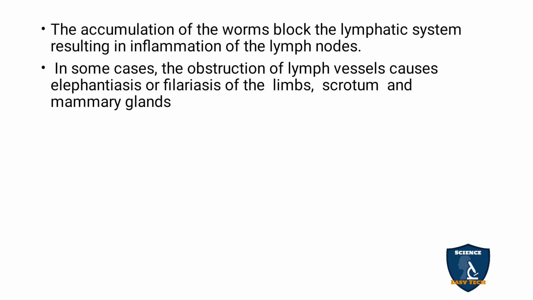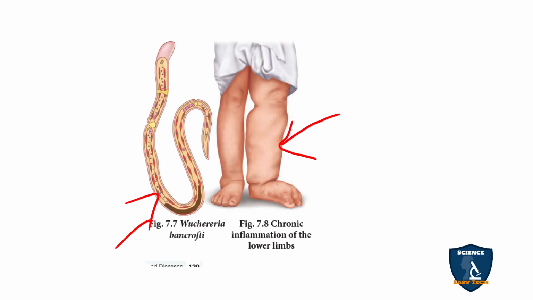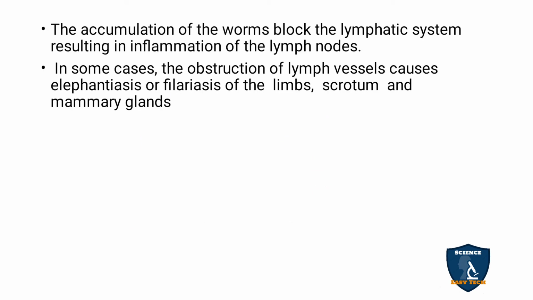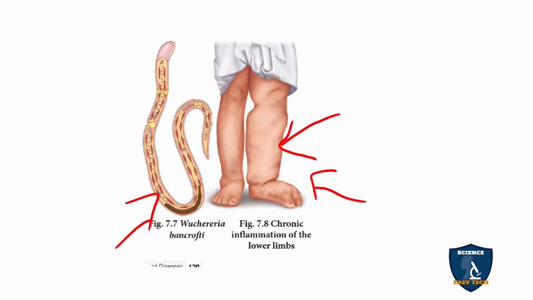Okay. So in some cases obstruction of lymph vessels causes elephantiasis or filariasis of the limbs, scrotum and mammary glands. So due to that accumulation it causes elephantiasis, that is elephant leg we will say. And due to the accumulation of the liquid, it is seen in the limbs, scrotum and mammary glands. So this is the diagram of the filarial worm and the filarial disease.